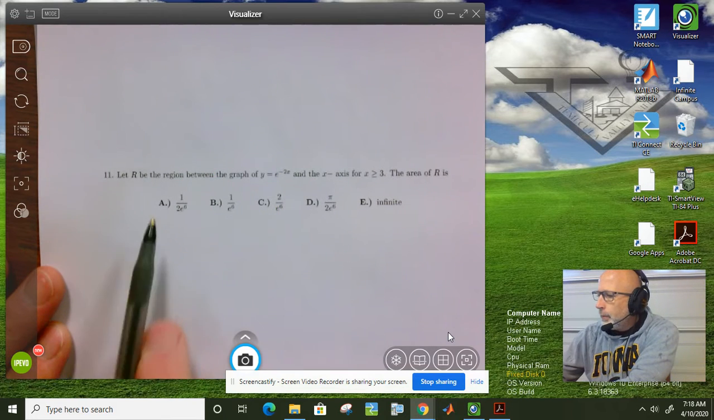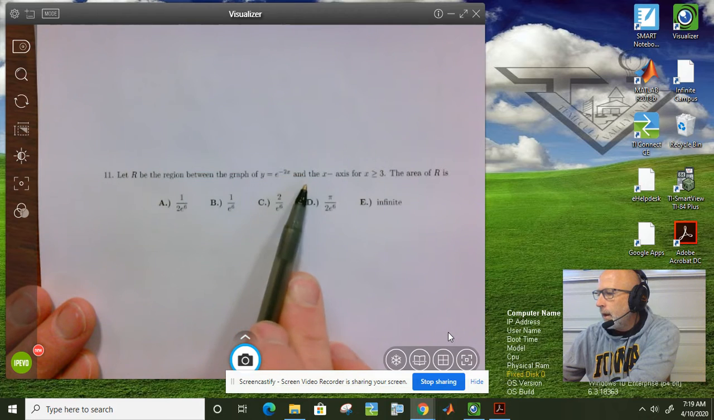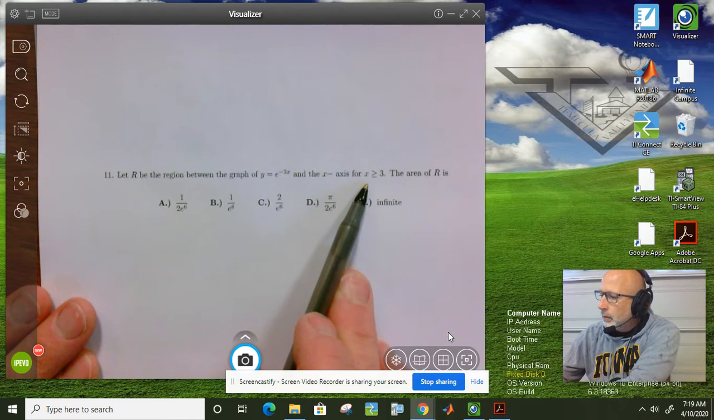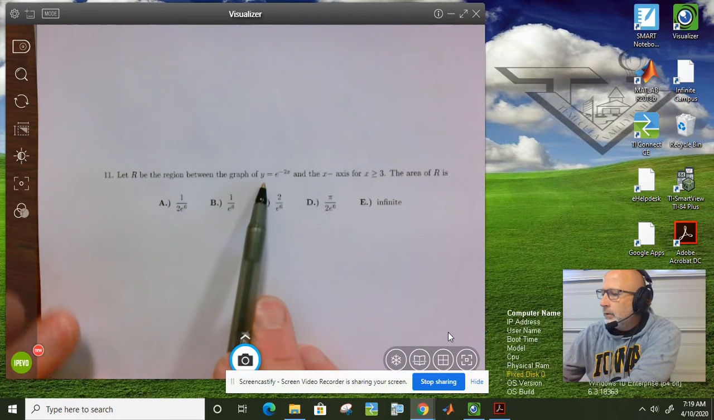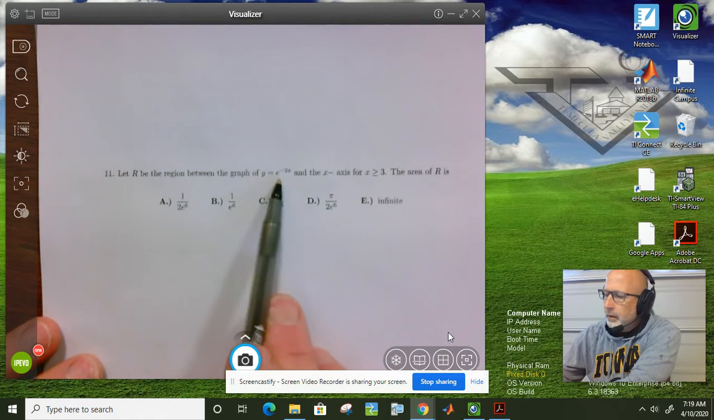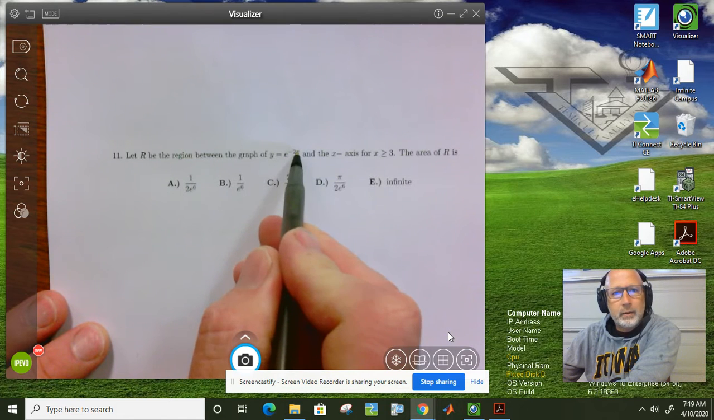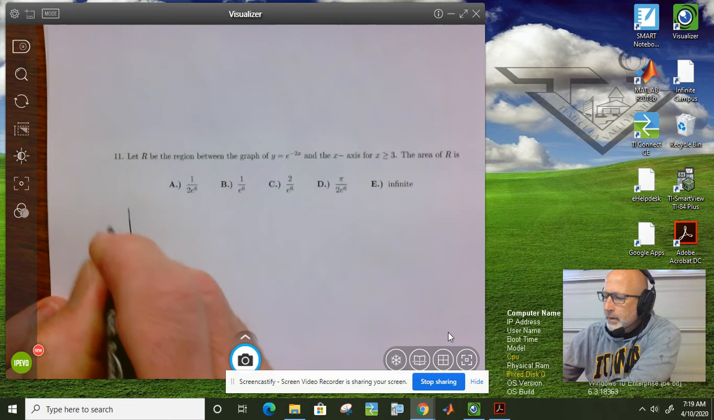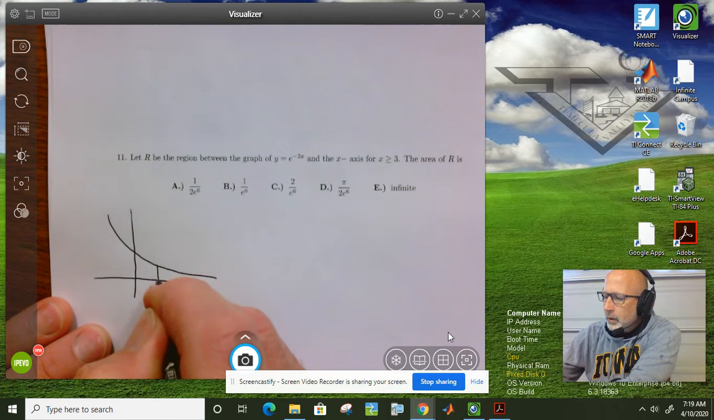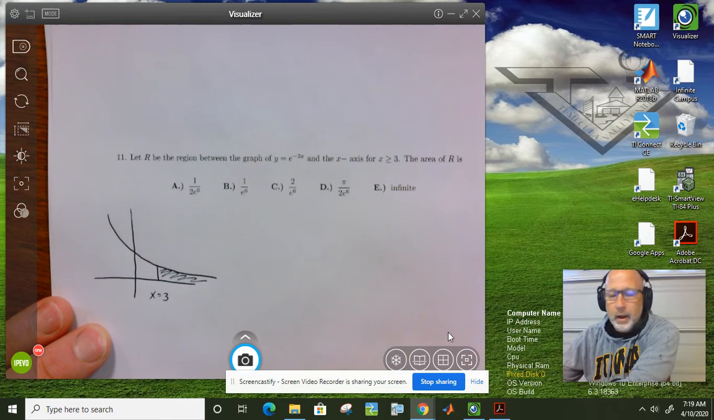Okay, so R is the region between the graph y equals e to the negative 2x and the x-axis, where x is greater than or equal to 3. The area of R is what? Well, it might be nice to know just exactly what this is going to look like. This is an exponential function, but it's exponential decay because it has a negative exponent. So the graph of this one is going to come down like this, and we're going to go from x equals 3 outward. So we want to find out what the area is.